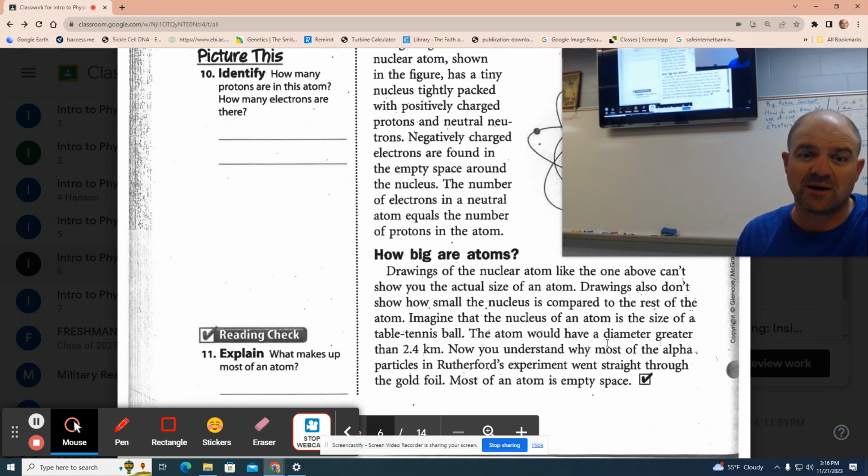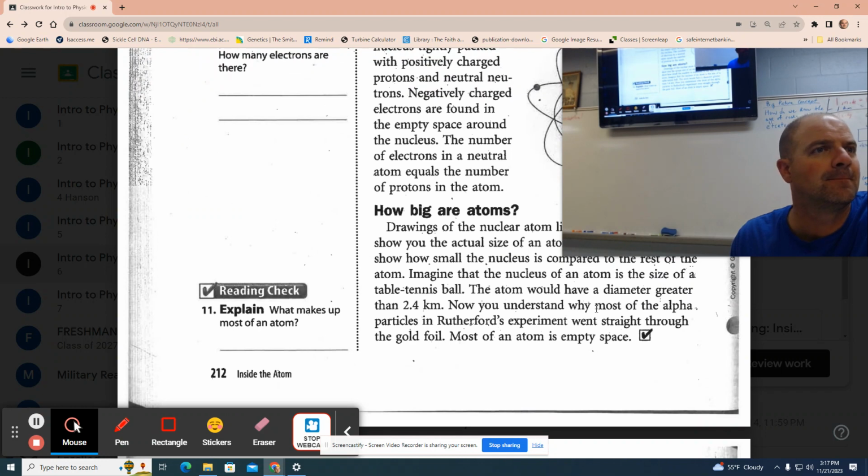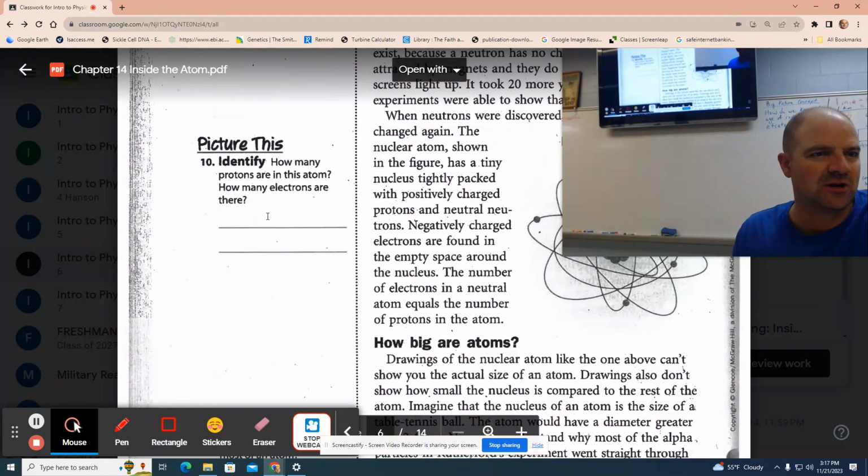Now you understand why most of the alpha particles in Rutherford's experiment went straight through the gold foil, because most of the atom is empty space. Yes? What is an electron? What electrons are? Oh, we're going to get to that next. Yeah, absolutely. Here we go.